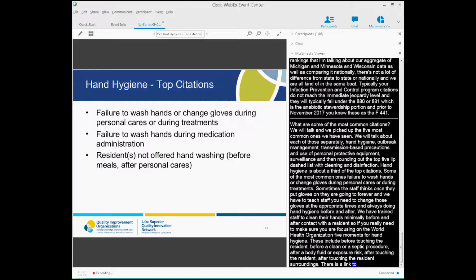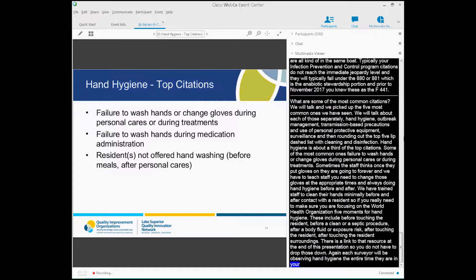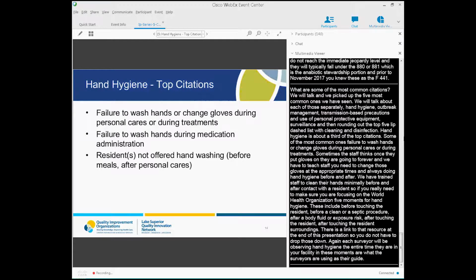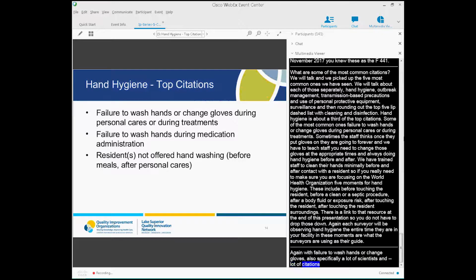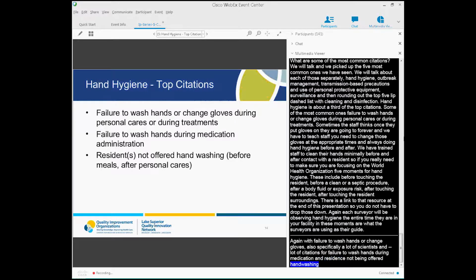And again, each surveyor will be observing hand hygiene the entire time that they're in your facility. And these 5 moments are really what the surveyors are using as their guide. So again, with failure to wash hands or change gloves, also specifically a lot of citations for failure to wash hands during medication administration, and also residents not being offered hand washing before meals or after personal care. So it isn't just our staff we have to be concerned about.